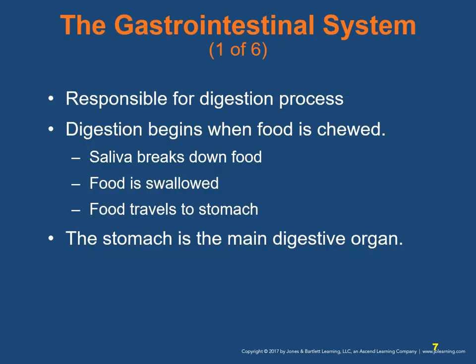Now, with the gastrointestinal system, it is important to understand how it works. The gastrointestinal system is responsible for the digestion process of food. Digestion begins when food is put into the mouth and chewed. Salivary glands secrete saliva and begin to break the food down. The food is then swallowed. Food travels down the esophagus to the stomach. The stomach is the main organ of the digestive system. In it, the gastric juices that are contained in the stomach break down food.